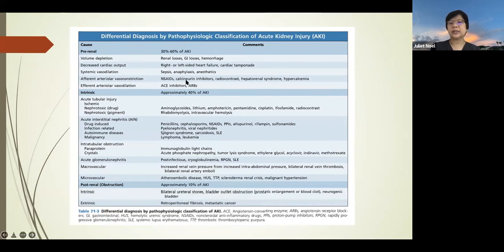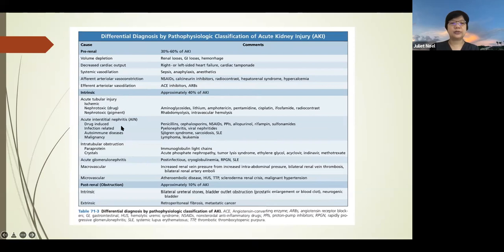The cyclosporine is a calcineurin inhibitor. The other calcineurin inhibitor is tacrolimus. Afferent vasoconstriction also occurs when you give radio contrast medium, and in patients with hepatorenal syndrome and hypercalcemia. Hypercalcemia can cause afferent vasoconstriction. Efferent vasodilatation is from ACE inhibitors and ARB.